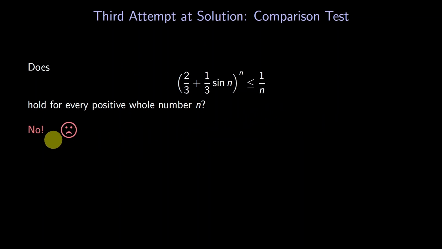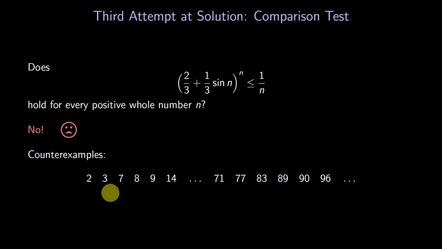Alas, the answer is no. There are many counterexamples: 2, 3, 7, 8, 9, 14, and the counterexamples seem to keep going. The attempted solution breaks down. But not all is lost. We can split the positive whole numbers into two camps, those that satisfy the inequality and those that don't. We can then try to handle the two cases separately.